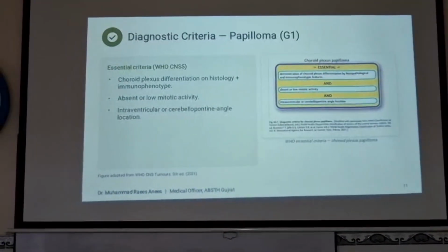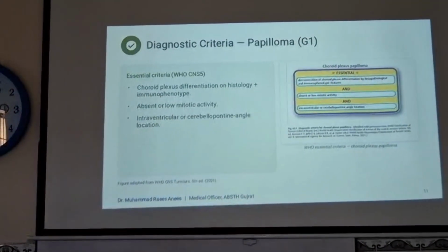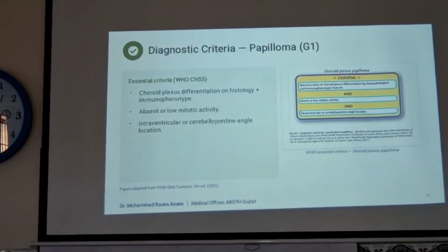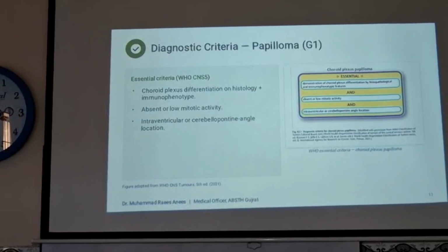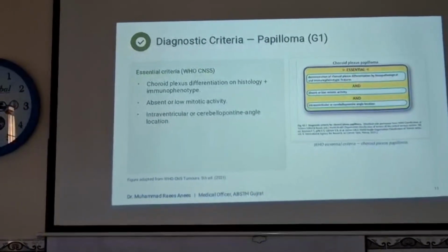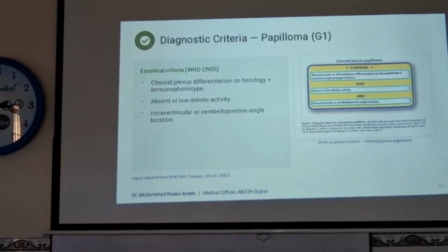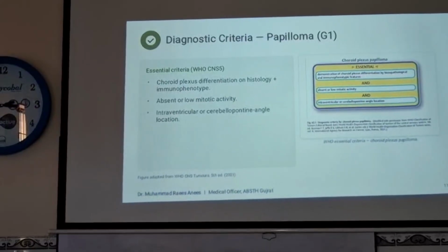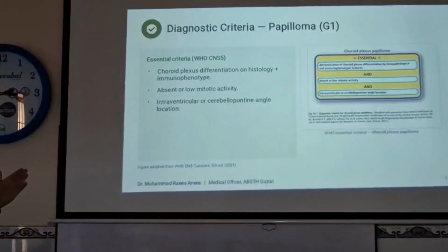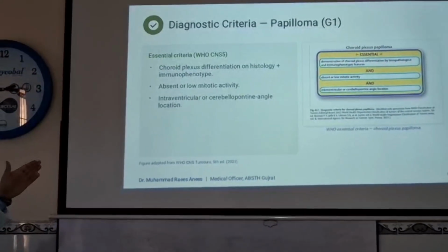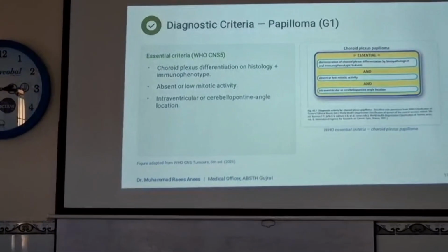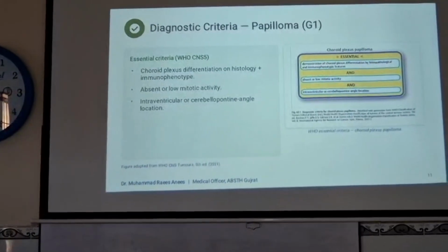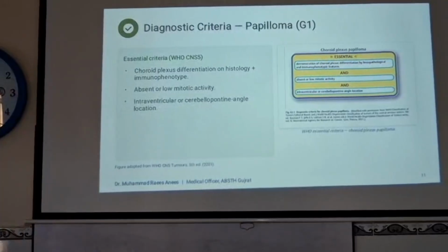So these are the diagnostic criteria for the first, the benign grade 1 papilloma. Essential criteria for WHO CNS grade 1 include choroid plexus differentiation on histology, like the papillary pattern, and the immunophenotype, as we already discussed in the previous slide, absent or low mitotic activity, and intraventricular or cerebellopontine angle location. The location is important, the immunotype is important, and the histology is important.